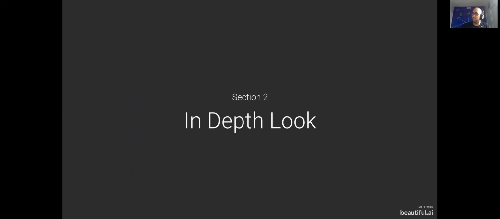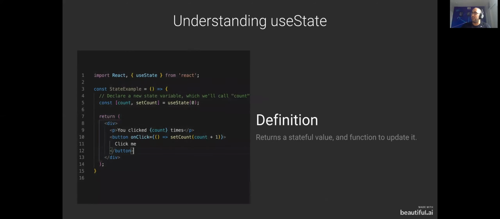Here we go. So understanding useState: it returns a stateful value and a function to update it. This is just a very simple example of useState. Up on line 5, you can see that count and setCount are coming from useState. And then in line 9, you return count, and line 10 uses a function to take count and increase it by 1.